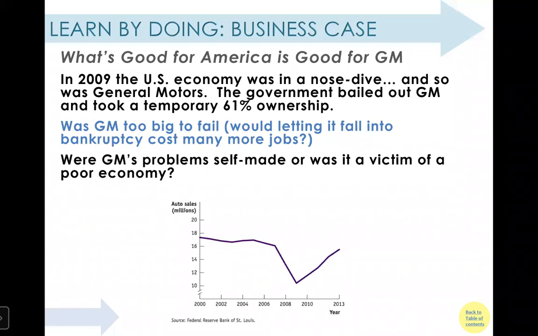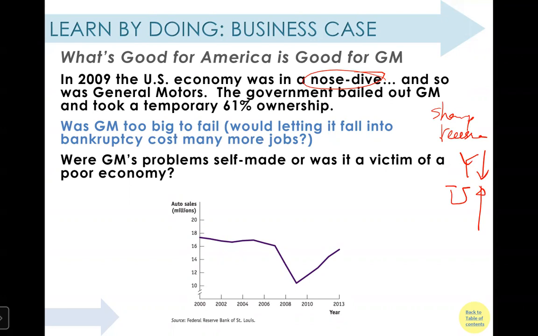So to finish this part, let's look at this case study. In 2009, the US economy was in a nosedive. So this means the economy was in a sharp decline, or in a recession, a big recession. Okay, so the GDP is declining, the unemployment rate is increasing. Right, so this is what happened in the US economy in 2009.